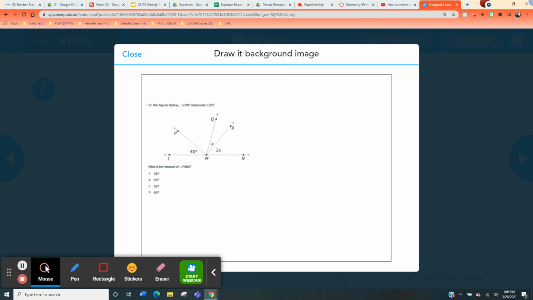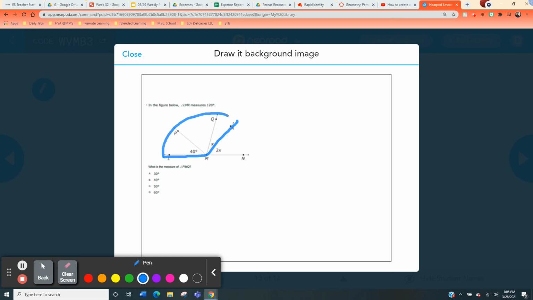So this one says, in the figure below, LMR measures 120. So LMR equals 120. What is the measure of PMQ? Well, let's see. What could I do? Okay, so this one's going to be a little bit tricky.